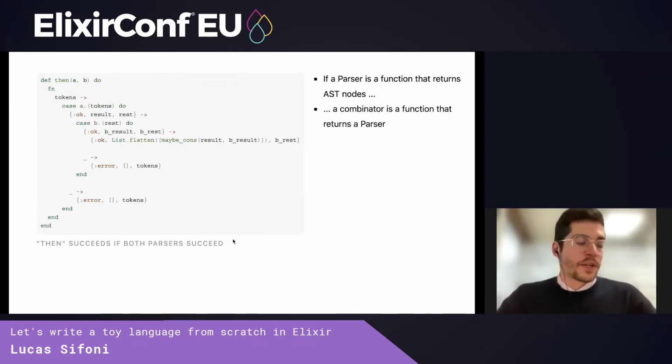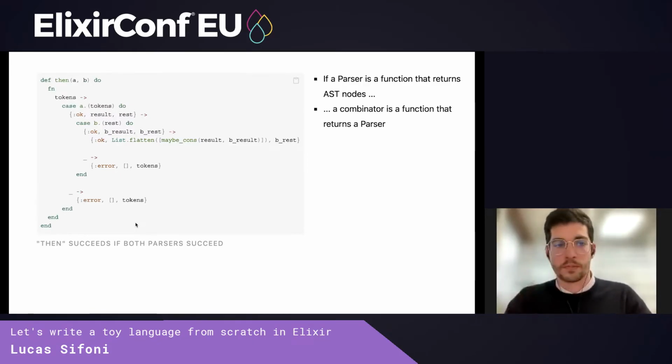So if a parser is a function that goes from tokens to AST nodes, combinators are higher order functions on parsers that ultimately return parsers. So we can see the then combinator here that takes a first parser and a second parser. And this could be a with expression, but if the first parser succeeds and the second parser succeeds on the remaining input of the first, we emit the concatenated result of both parsers.